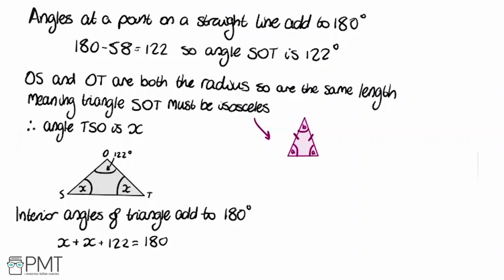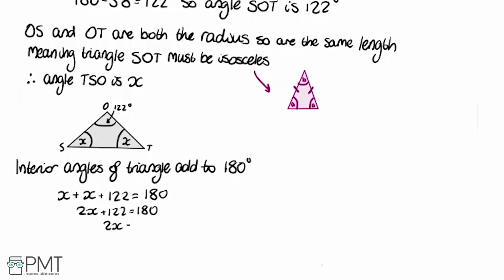So combining these x's together, we're going to have 2x plus 122 equals 180. Subtracting 122 from both sides, we get that 2x equals 58. And dividing both sides by 2, we get x by itself equals 29. And we're going to put our little degrees there and remember that. So our answer to the question is that x equals 29 degrees.